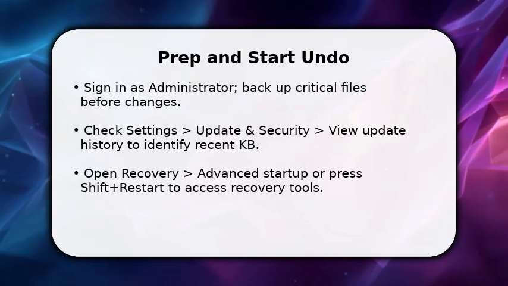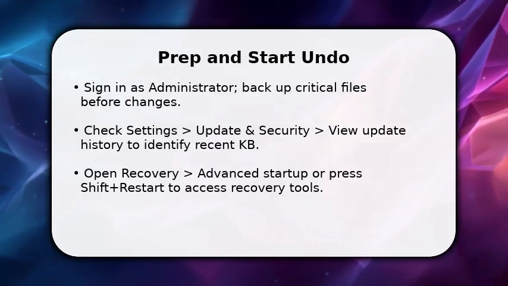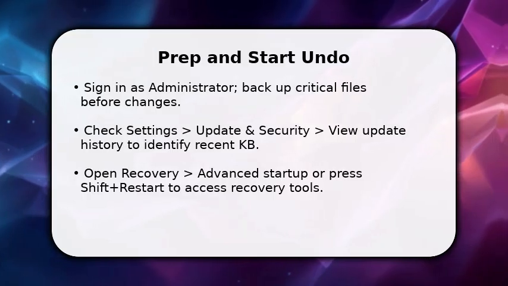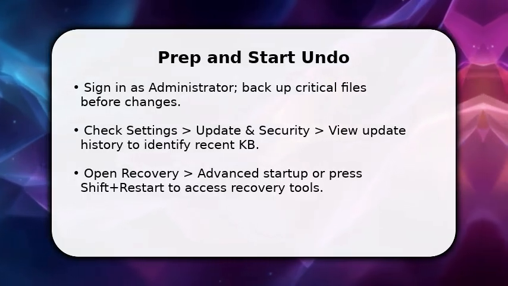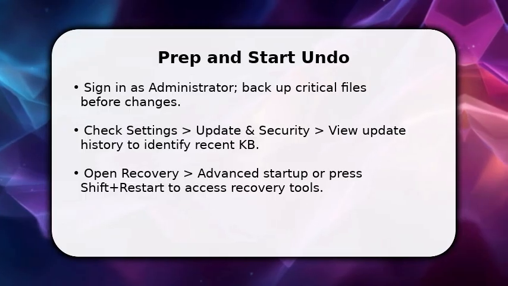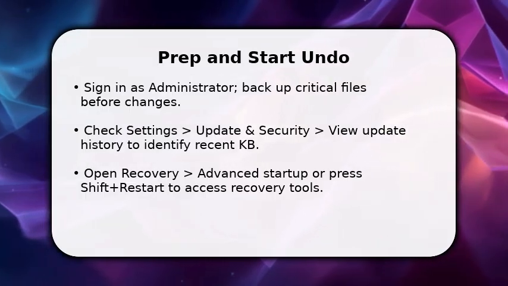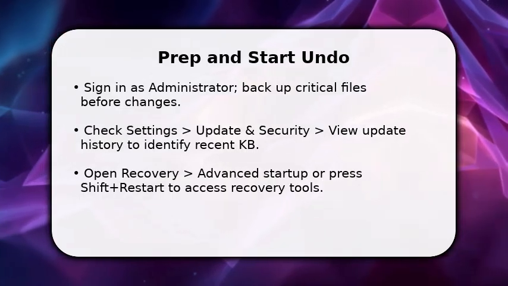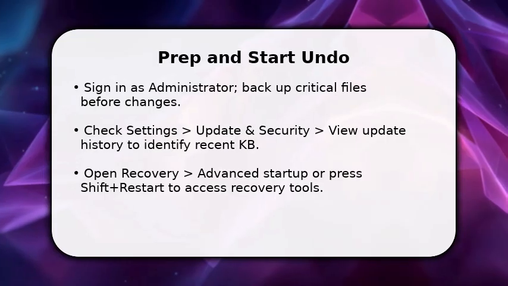You're starting immediately. Confirm you're on an administrator account and copy essential files to an external drive. This prevents data loss if rollback fails. Next, open Settings, go to Update and Security and view Update History so you know the KB number or date to remove. That identification speeds the process.